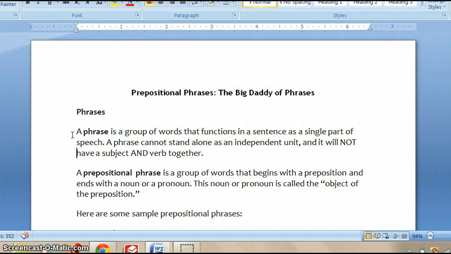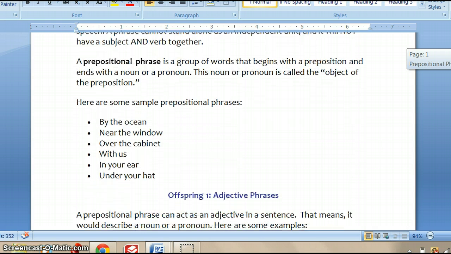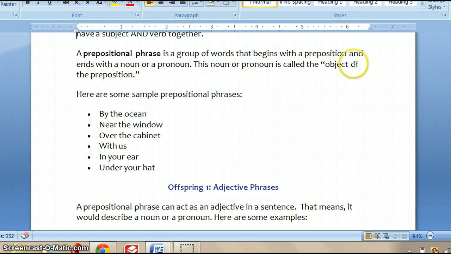It cannot be alone as an independent unit because it would be a fragment, and it will not have a subject and a verb together. That would be something else. So let's look at the prepositional phrase. We know that a prepositional phrase begins with a preposition and ends with a noun or pronoun called the object of the preposition. And here are some example phrases for you.